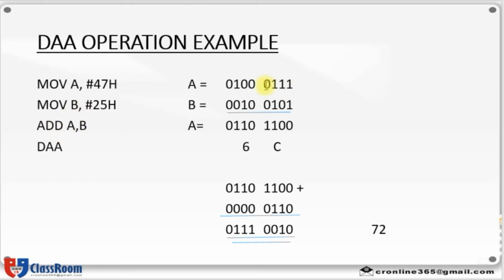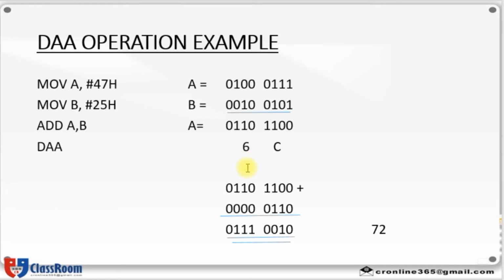After addition, we get the result 6C, and that result is stored in the accumulator. Here you can see that this C is not a BCD number. So by using the instruction decimal adjust accumulator, DAA, this can be converted into a BCD number. Here C can be seen in the lower nibble, so you have to add a 06. In the upper nibble there is no problem; 6 is a BCD number.